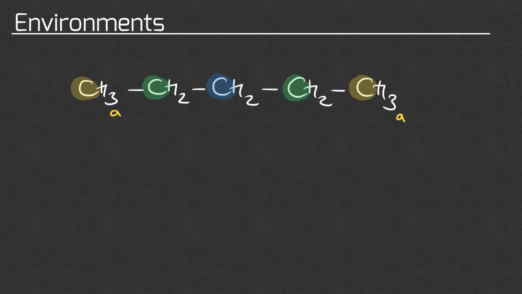So in this case, both of the yellow carbons are in the same environment. Both of the green carbons are in the same environment. And the blue carbon is an environment of its own. So pentane will have 3 carbon environments in total and 3 hydrogen environments in total.